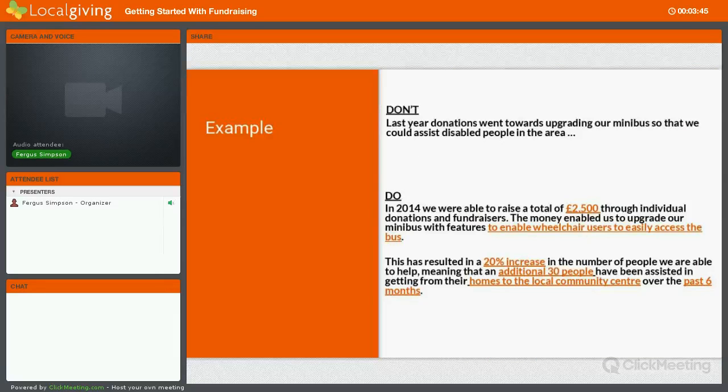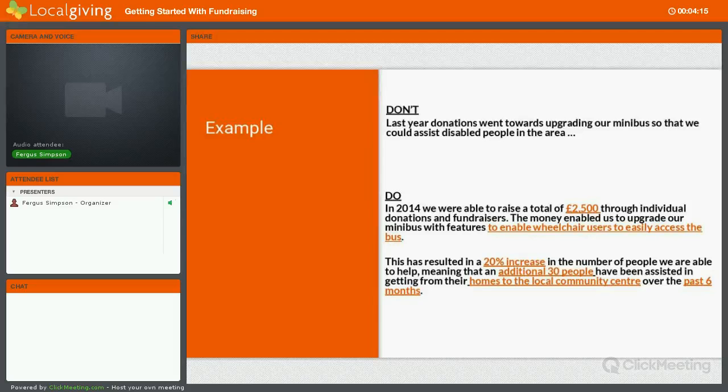So let's take an example of some good evidencing of impact. An example of what not to do is this first example. Last year, donations went towards upgrading our minibus so that we could assist disabled people in the area. Now that does explain what happened, but there isn't a very clear picture there for your donors to understand exactly what the money went towards. It's quite vague, and it's not a very appealing message for your donors and supporters.